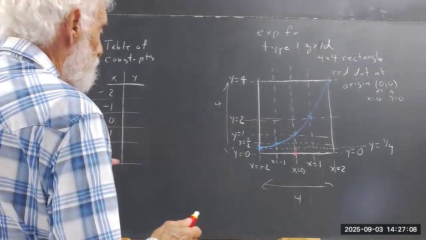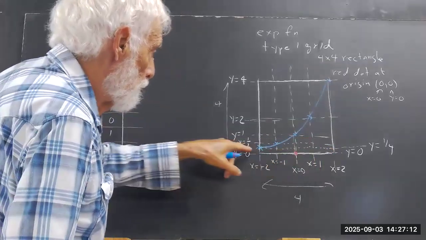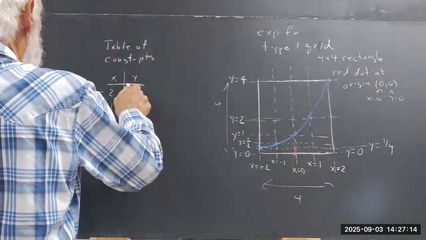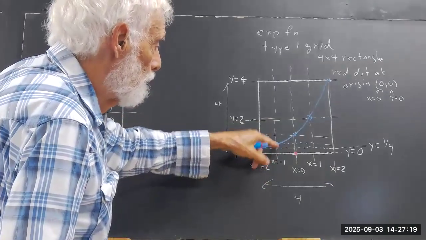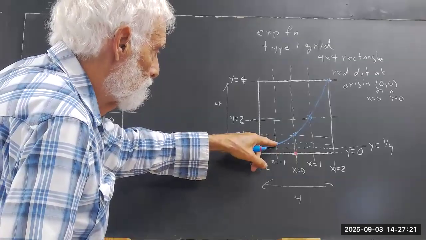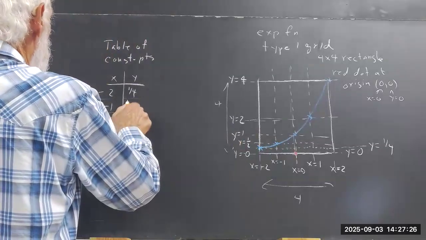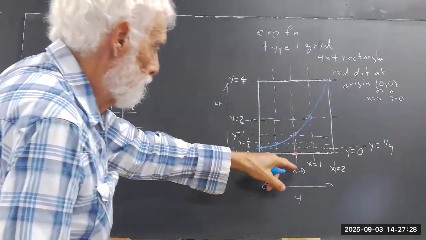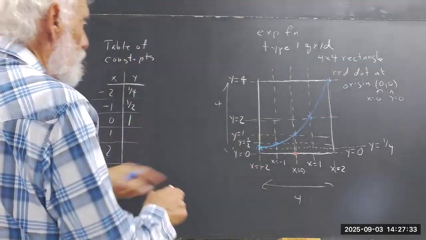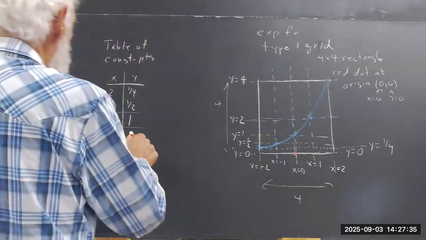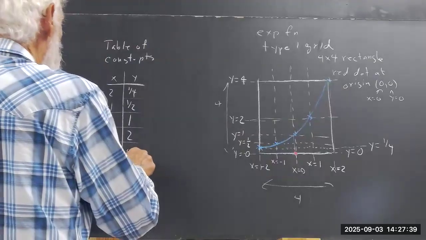The Y values: when X is -2, the graph goes through the line Y equals 1/4, so the Y value must be 1/4. When X is -1, we come up that line to the graph point and see it's on the horizontal line Y equals 1/2. The X equals 0 point is on the line Y equals 1. The X equals 1 point is on the line Y equals 2. The X equals 2 point is on the line Y equals 4.